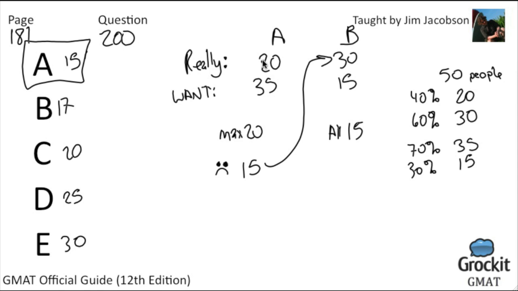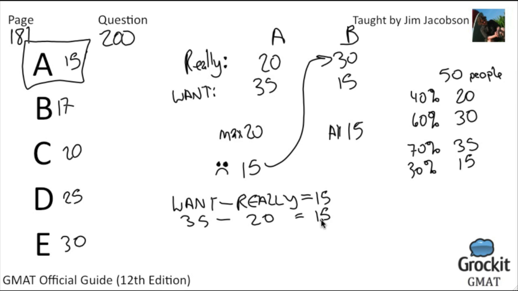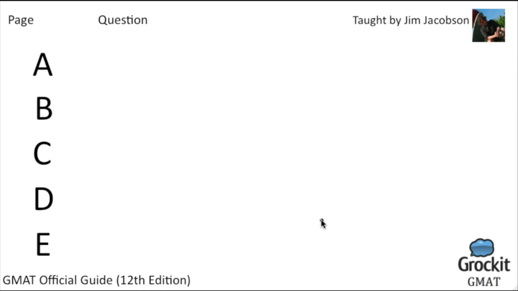I guess I probably should have done the want over the reality. So the 15, just to be clear, is the want minus reality, which equals 15. 35 minus 20 equals 15. And with that, we move on. So 181, 201.